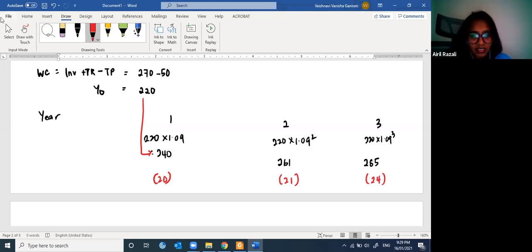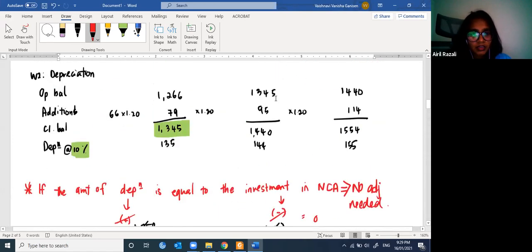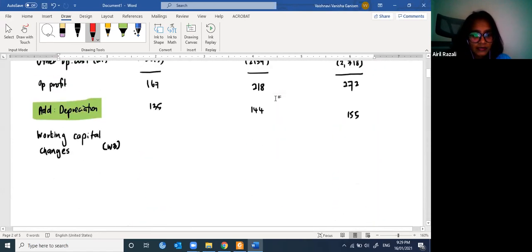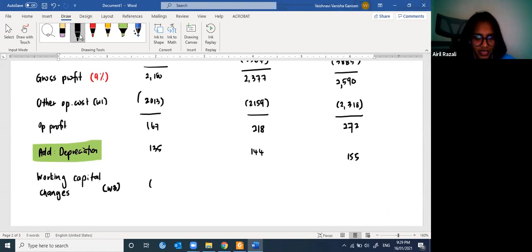So how you find this is the increase from year 1 to year 2, and the increase from year 2 to year 3. You just go up here and plot down your values: negative 20, negative 21, negative 24. Now, you have done your working capital. Remember, this is a free cash flow to equity, so you must minus interest, you must minus tax also.